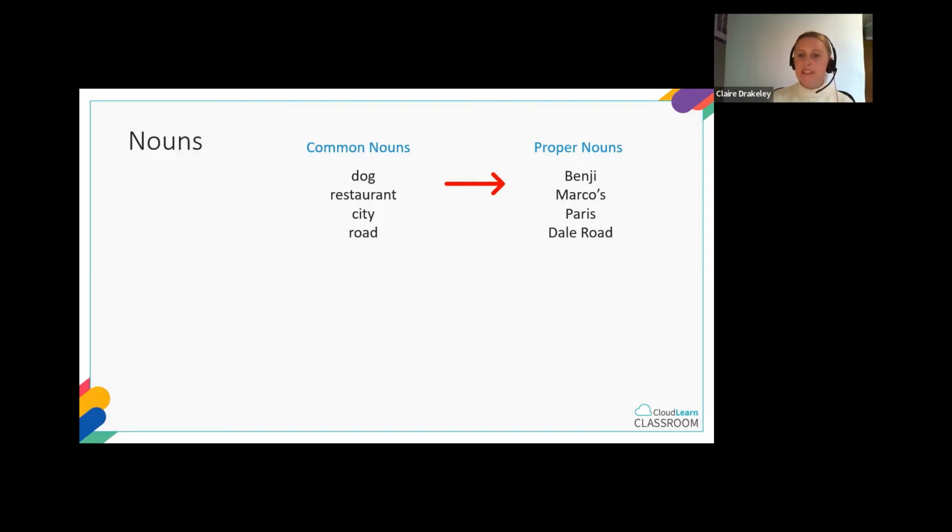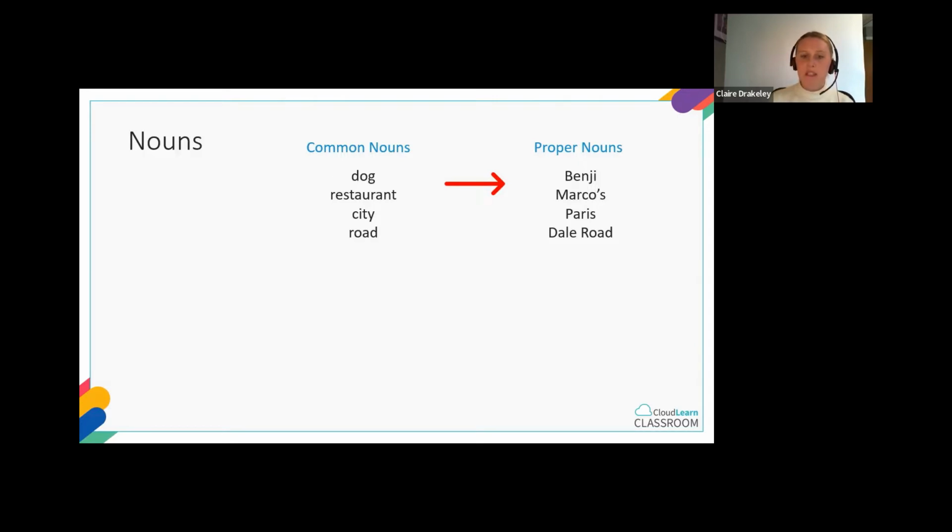So let's look at the previous examples now of dog, restaurant, city, and road and make those more specific. So the dog's name is Benji. The restaurant is called Marco's. The city is Paris and the road is Dale Road. Can you see now that these all have capital letters as they have become specific people, places, and names? So if it has a capital letter, it's a proper noun. And if it's the name of a specific thing, then it should have a capital letter.